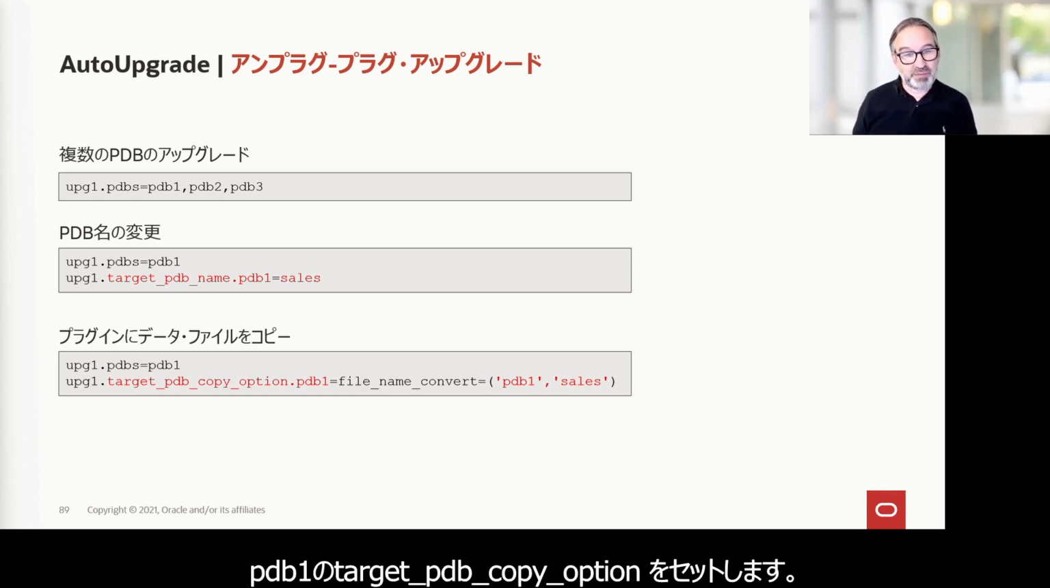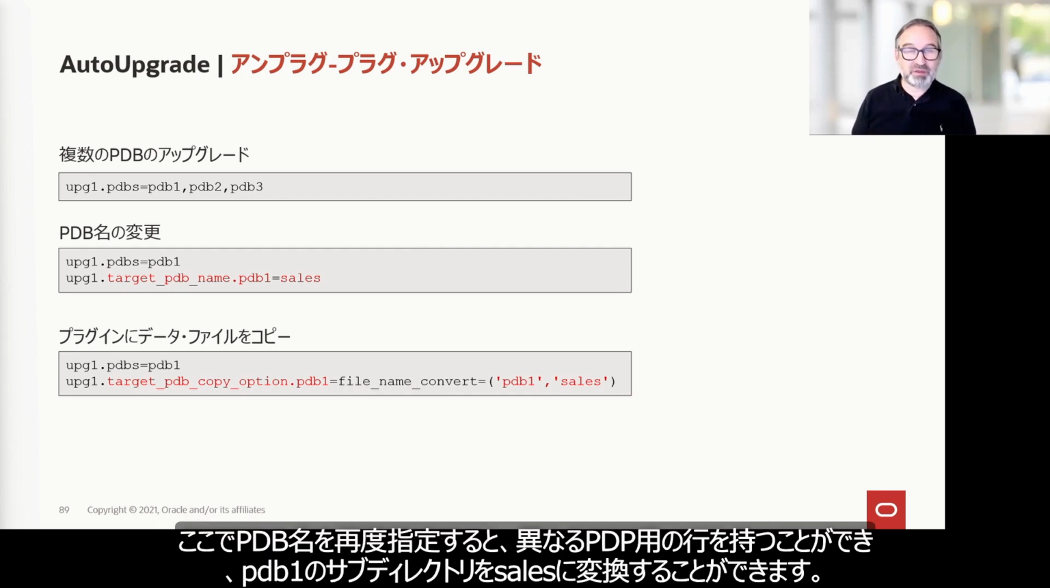Or copy the files on plugin. Target PDB copy option for PDB1, so PDB name again specified, because you can have different lines for different PDBs here, and file name convert PDB1 subdirectory to sales.